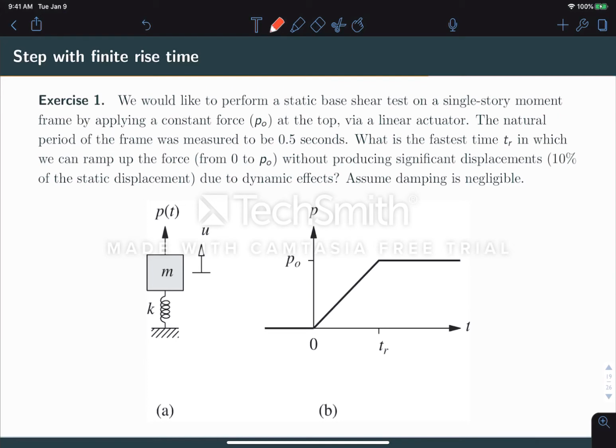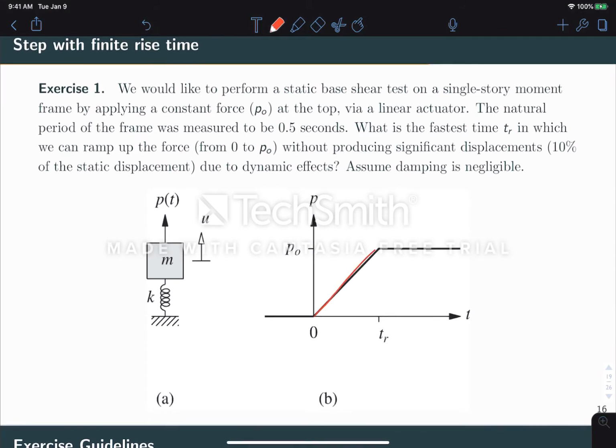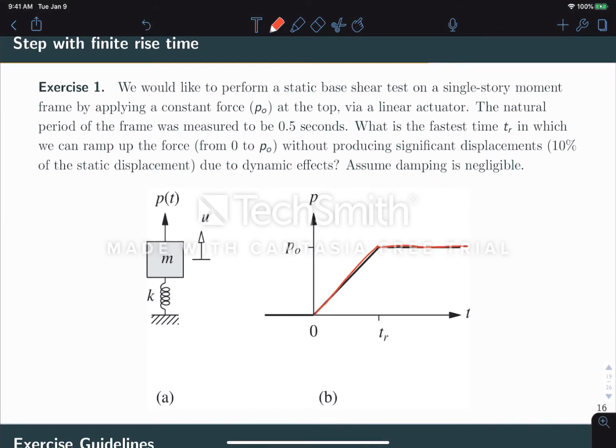So let's look at how to describe more complex functions using these step and ramp loads. And the best way to do that is through a practical example. So let's pretend we're going to perform a static base shear test on a single story moment frame. The idea is we want to just apply a static force P0 using a linear actuator. However, this force needs to be ramped up, so it needs to have some profile that looks like the function you see here at the bottom, right? We're going to start at 0 and we're going to go to P0 in some time tr.